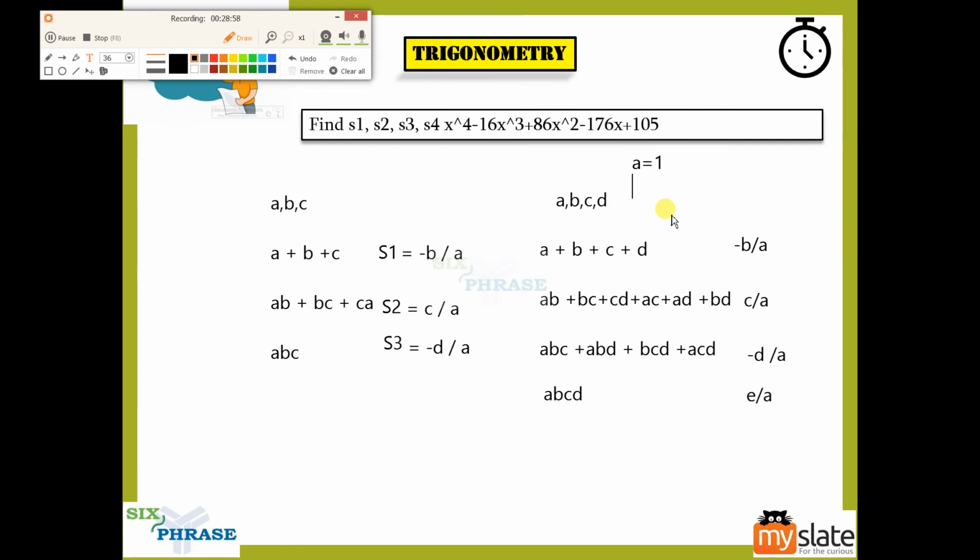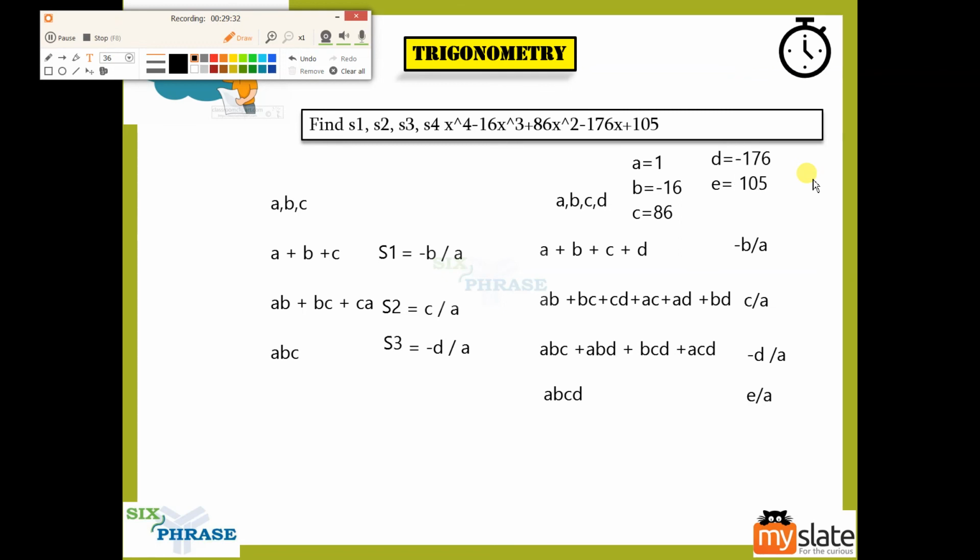So we are done with that. B. What is the value of B? From the equation you tell me it is minus 16. It is not 16. It is minus 16. What is the value of C? From the equation you can tell that the value of C is 86. Next, what is the value of D? For D we'll go to the next line. Value of D is minus 176. So again you have to be careful. It is minus 176. For E, it is 105.